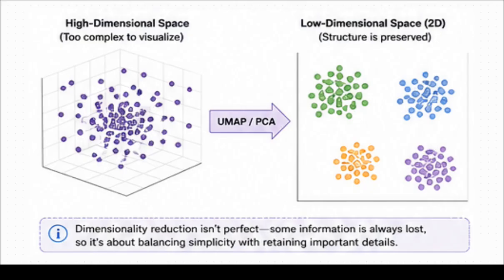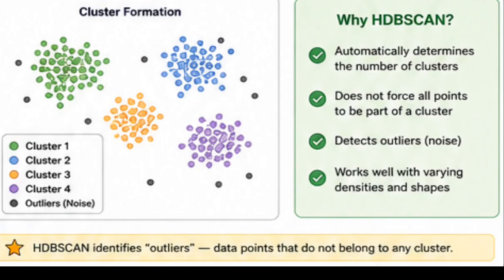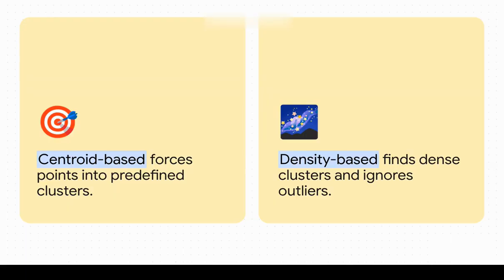Which brings us to step 3, clustering. Now that our data points are compressed into a much more manageable 5-dimensional space, we can finally group these points together using a cluster model. This is the exact moment where the machine decides which documents actually belong together, based entirely on how close they are to each other in this mathematical space. But the specific algorithm we choose here is absolutely critical. We're usually comparing centroid-based methods against density-based methods.